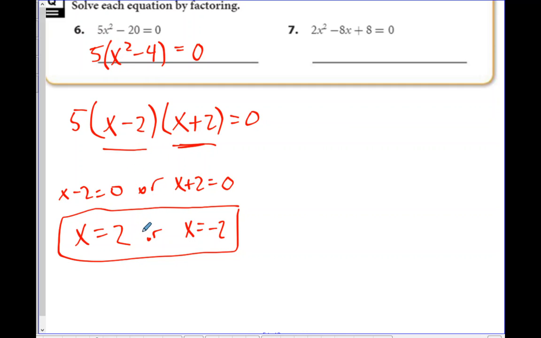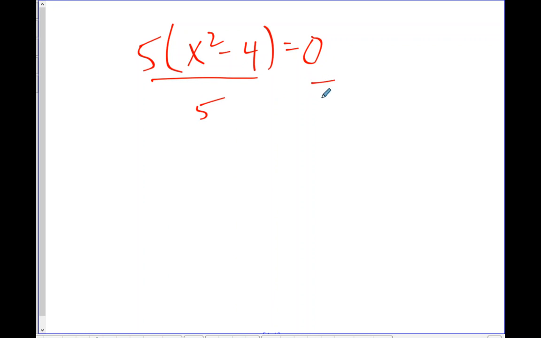Just remember the square root method. Could you use the square root method on this? Now that you've factored it like this, you've got 5 times x squared minus 4 equals 0. How could you eliminate that 5? Couldn't you divide both sides by 5? That's going to cancel out the 5, and that would leave you with x squared minus 4 equals 0 divided by 5, which is 0. And then couldn't you add 4 to both sides? And then you get x squared equals 4.